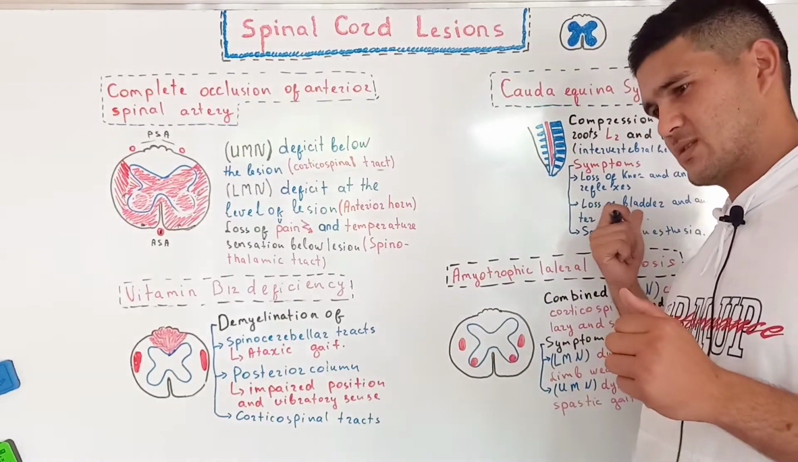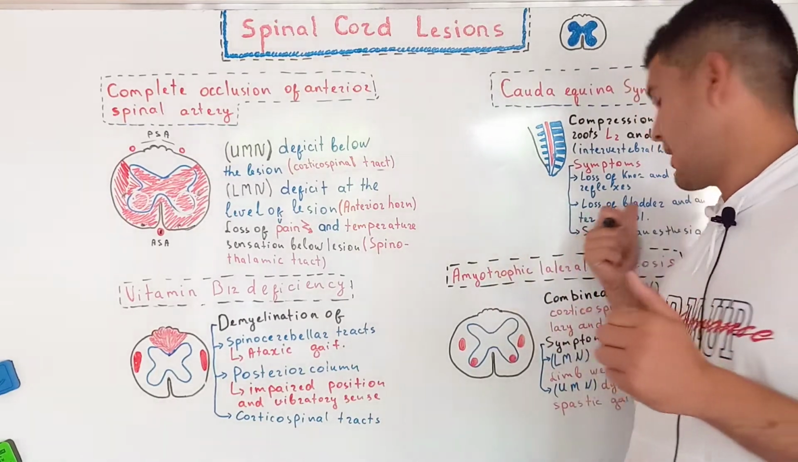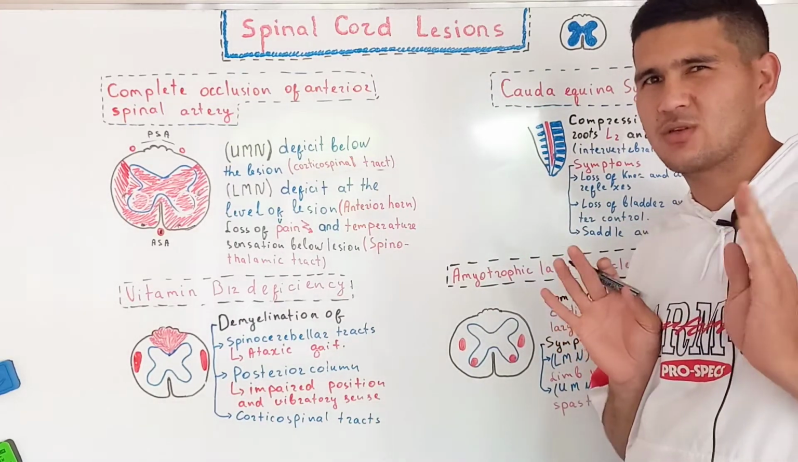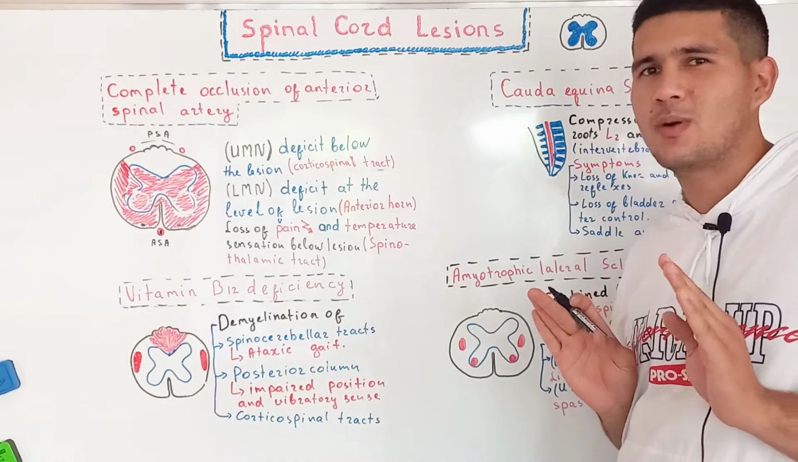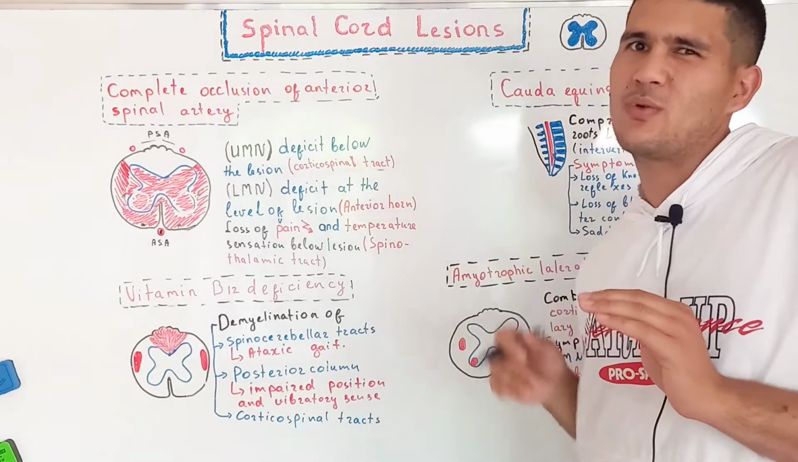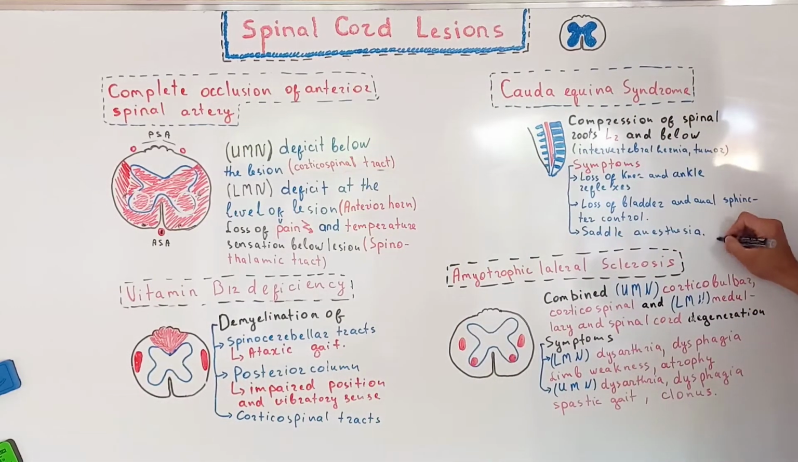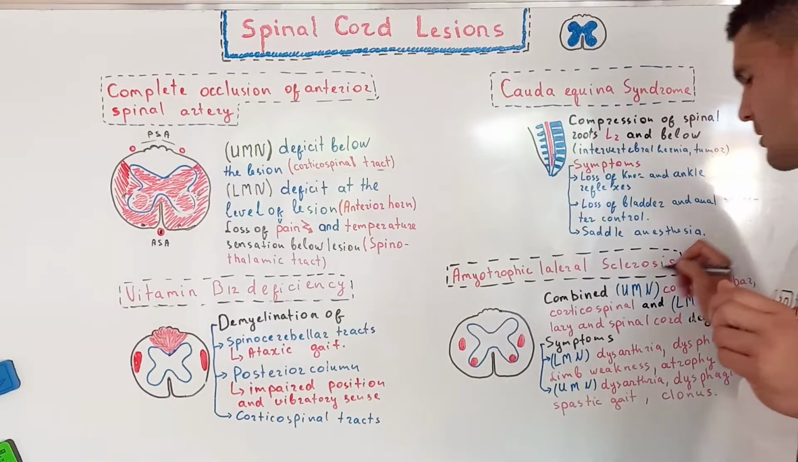Both bladder and anal sphincter control are innervated by the fibers located at L2 and below this level, okay? And the third and last symptom in the cauda equina syndrome is saddle anesthesia.